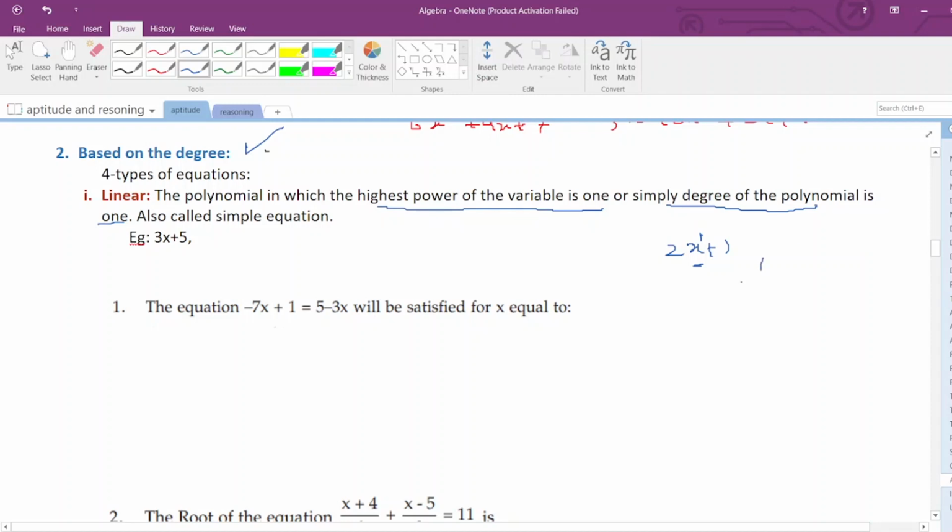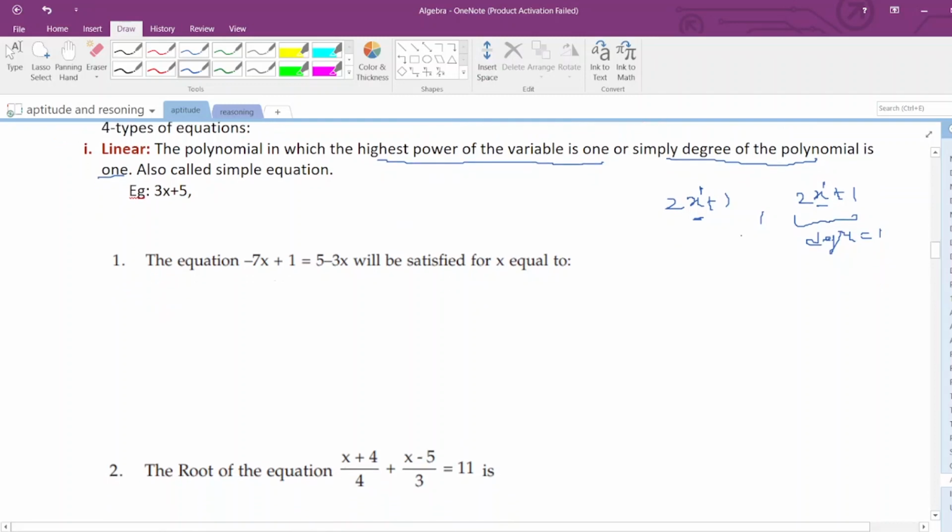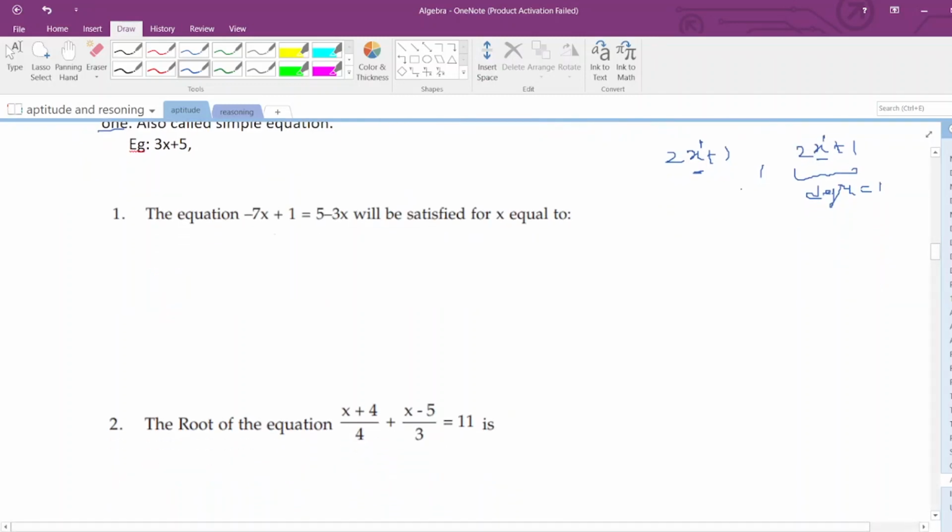Let's suppose you take the same example. Here the variable is x, right? The power of x is 1, so that we call the degree. So in this equation, the degree is equal to 1. If the degree is 1, if the highest power of the variable is 1, that is a linear equation. Examples are 3x plus 5 and 2x plus 1, etc.